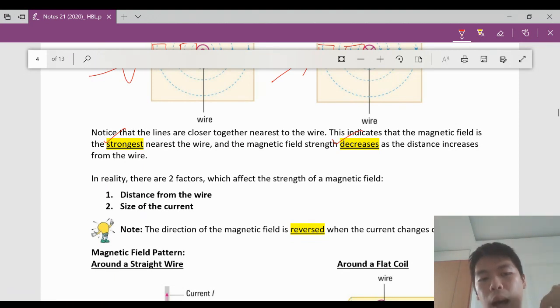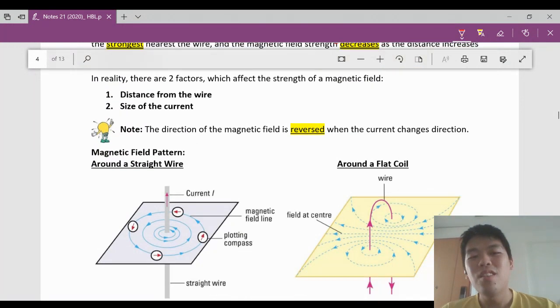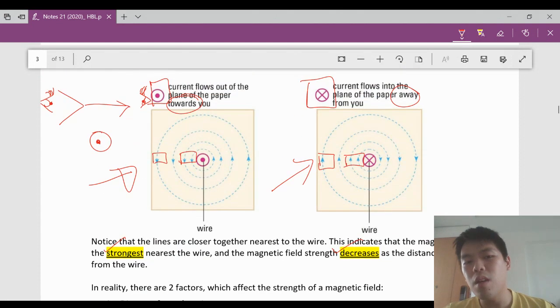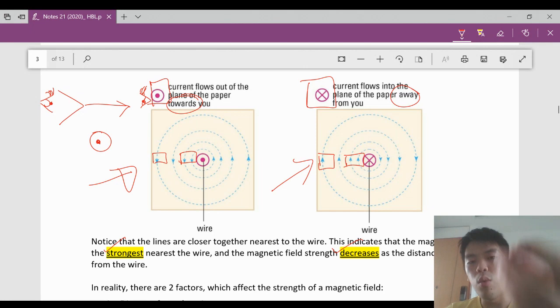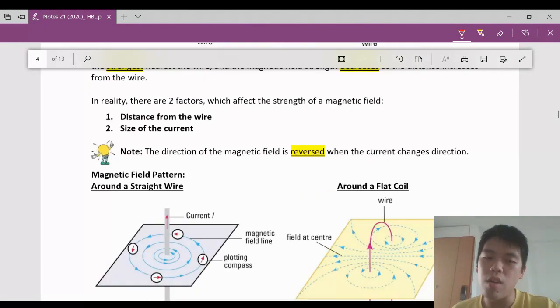So the larger the size of the current, the stronger your magnetic field. The direction of the magnetic field can also be reversed when the current changes direction. As shown in the diagram here, if we change the direction of the current, whether it's coming towards you or away from you, you can see that the magnetic field lines also change direction. So vice versa, if you change the magnetic field lines, you change the current also.